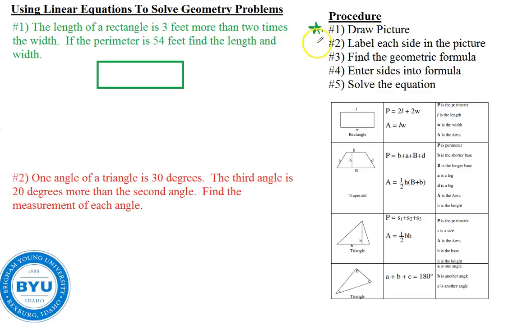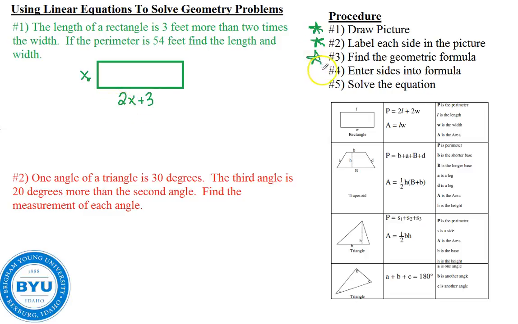Step number 2 is to label each side. Let's try to do that. The length of the rectangle is 3 feet more than 2 times the width. So I don't know what the width is, but I know that the length is 3 feet more than 2 times the width. We could write that as 2x plus 3.